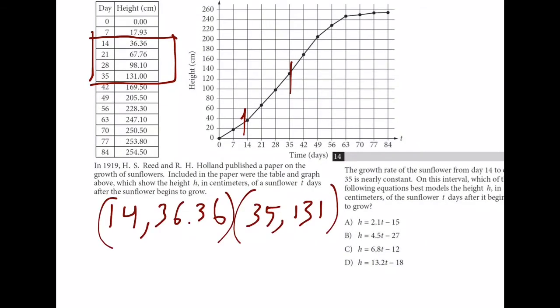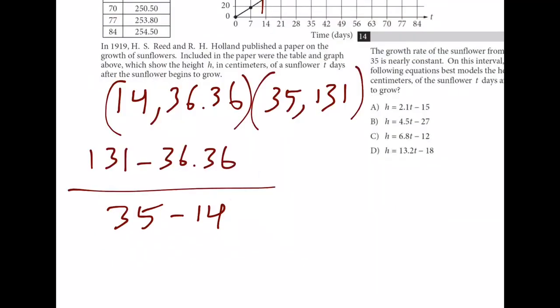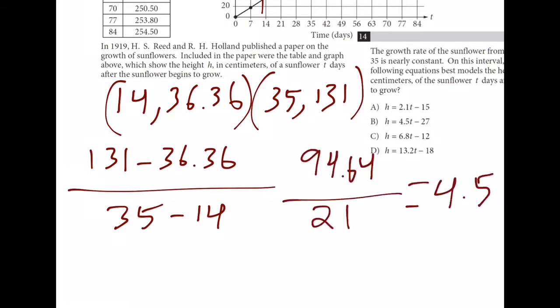So I'm going to choose these 2, the 14, 36.36 and 35, 131. I set up y2 minus y1 over x2 minus x1. This gives me 94 or so divided by 21, which is 4.5. That's why B is the best answer. It's the only one with the correct slope.